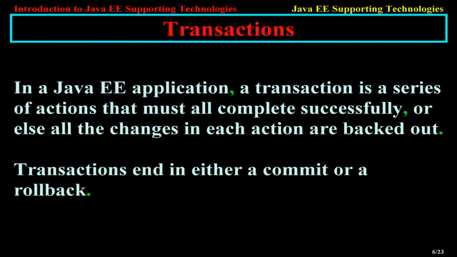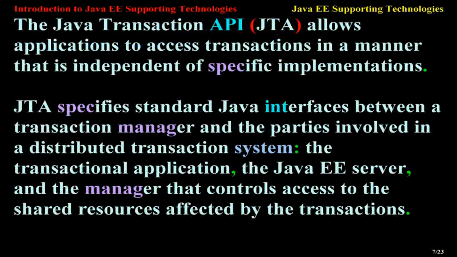Transactions. In the Java EE application, a transaction is a series of actions that must all complete successfully, or else all the changes in each action are backed out. Transactions end in either a commit or a rollback. The Java Transaction API (JTA) allows applications to access transactions in a manner that is independent of specific implementations. JTA specifies standard Java interfaces between a transaction manager and the parties involved in a distributed transaction system.